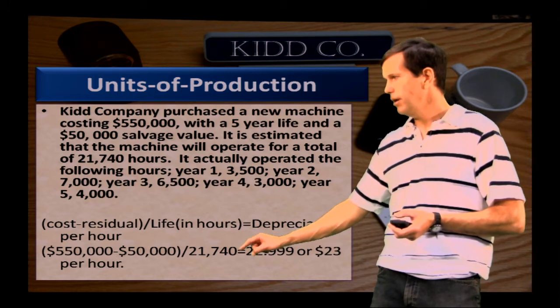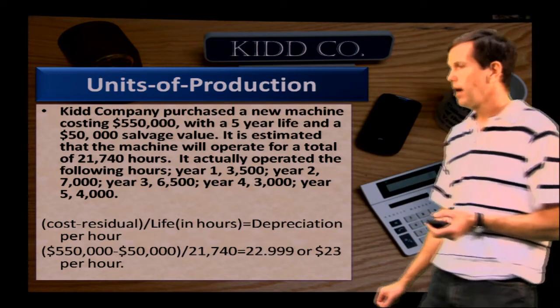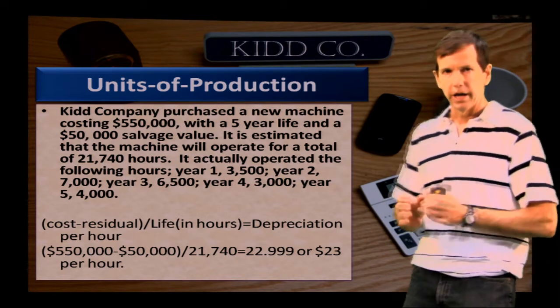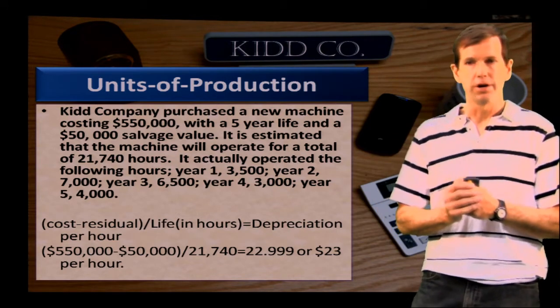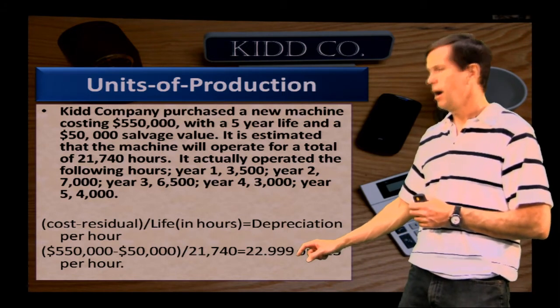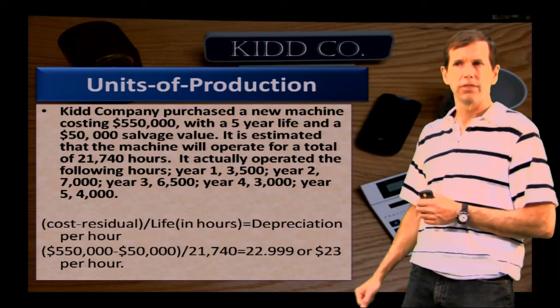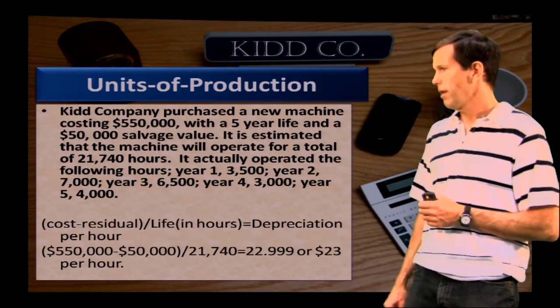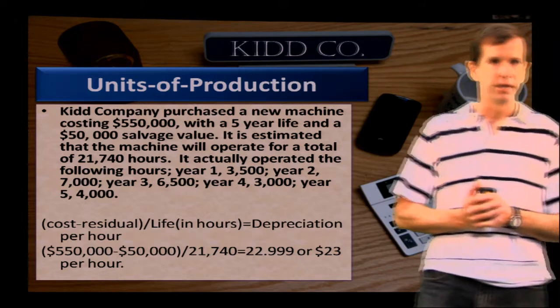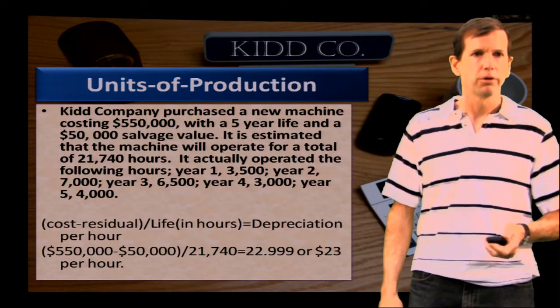That is our life in hours, and that comes out to depreciation per hour. We're going to have to convert that to depreciation per year, but it comes out to 22.999. I'm okay with rounding that up to $23. I think we can ignore that 1/1000th of a penny there. $23 per hour. So we're going to depreciate at the rate of $23 per hour.